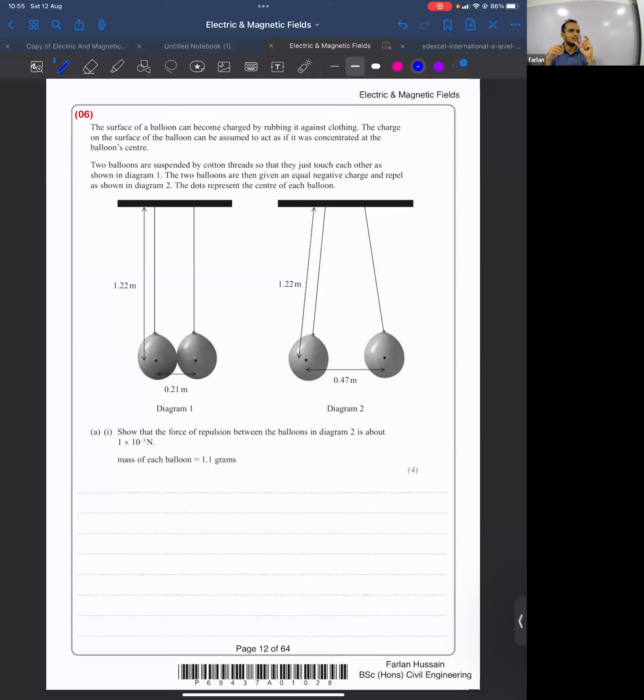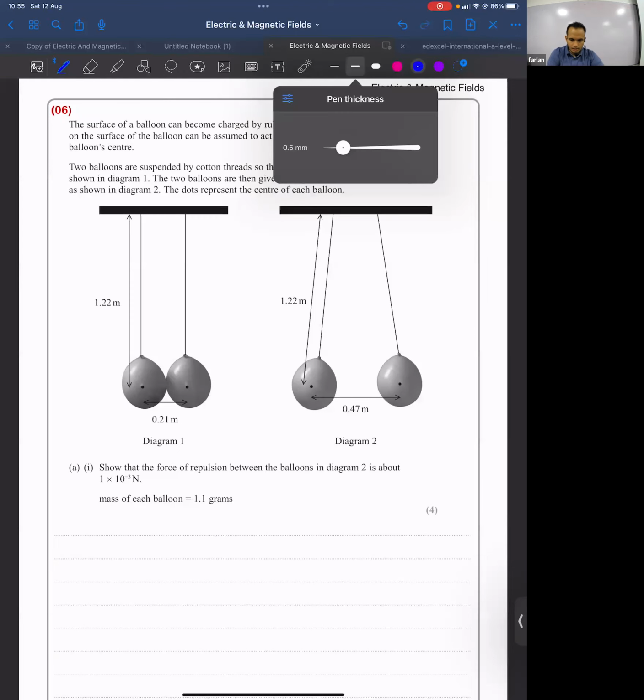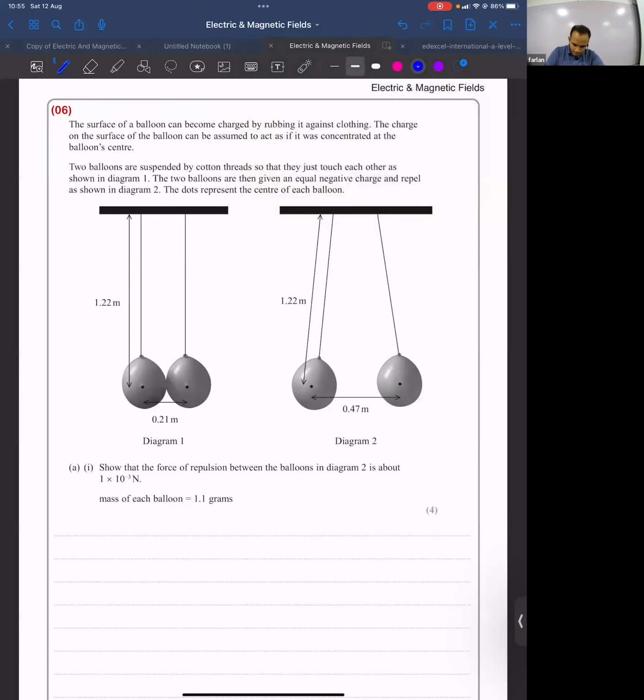Okay, wait, I will put a message in the group. Just stick to that. Sunday, question number 6. If you are not in the group, send me a message. My number is this. Send me a message on WhatsApp.